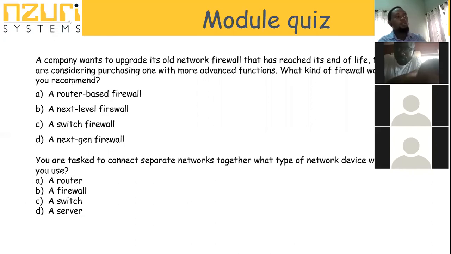Okay, sure. So you're all correct. So the answer is D, right? So next gen firewall, right? So once you are saying anything with advanced features, it's called the next generation firewall. So now the last question, it says you are tasked to connect separate networks together. Okay, now this is repeated, right? Sorry, I think I have to change it. There should be something else, but it's equally what, a router, right?